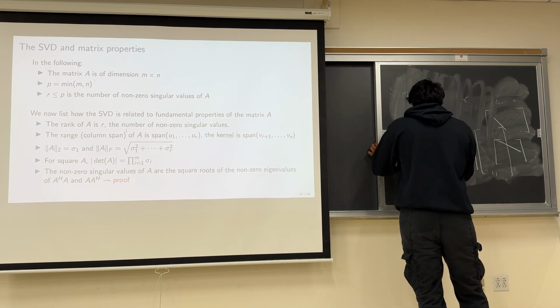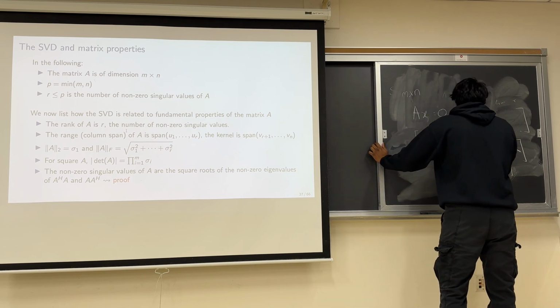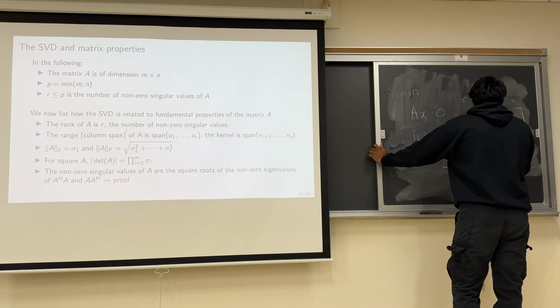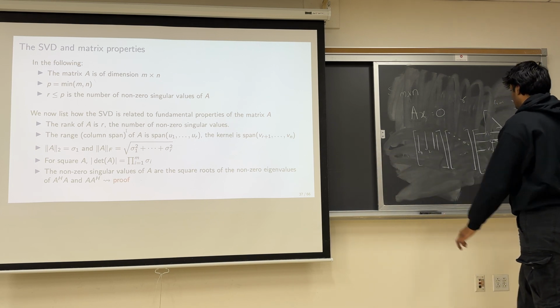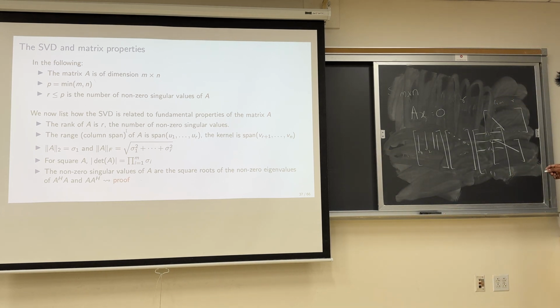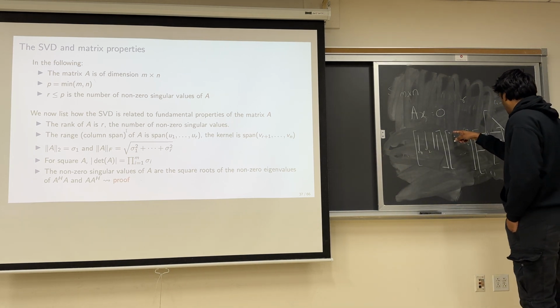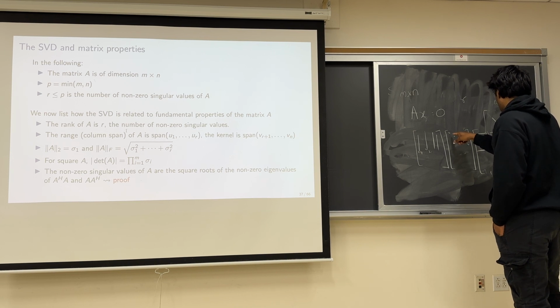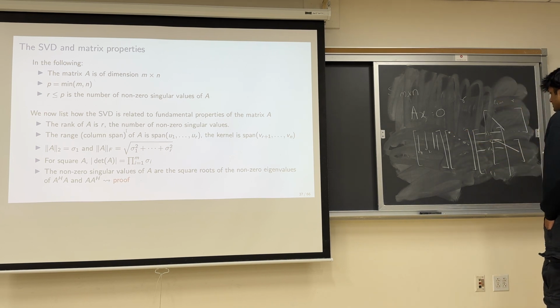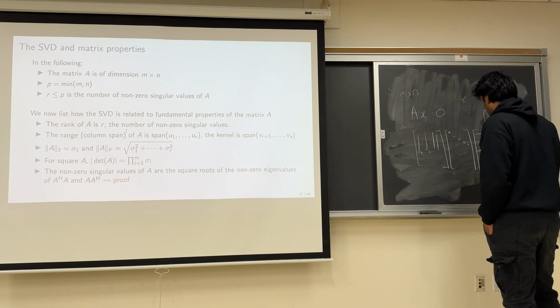So U1, U2, sigma 1, sigma 2, sigma 3, sigma values. V1 transpose, V2 transpose, V3 transpose, right? So let's apply this to here. Let's just multiply this and see how my matrix turns out.